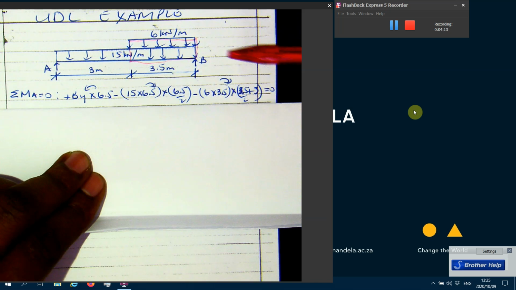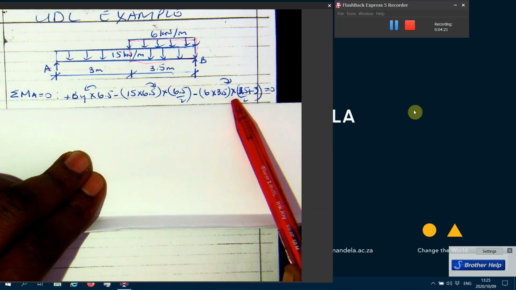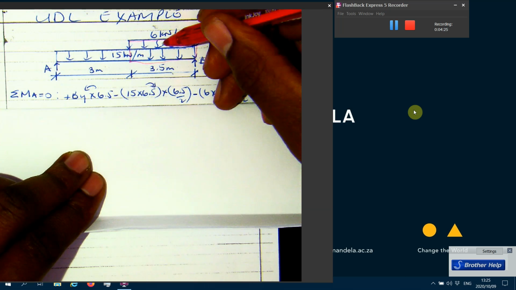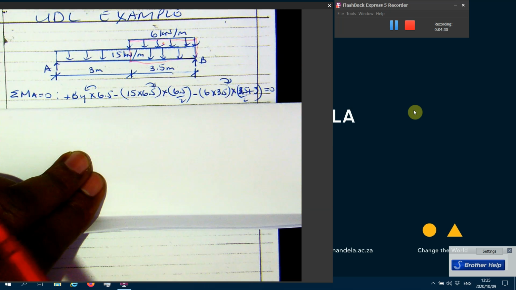The second part of it now, I am dealing with the 6 kilonewtons that is on top there. How do you deal with that? It is 6, which is the magnitude, times the length. Rectangular, it is acting at the center of that load. What is the distance from the center to where I am taking moment? It is half of 3,5 plus 3.